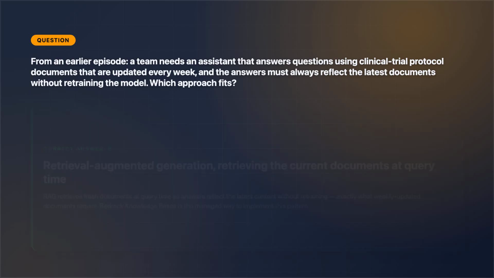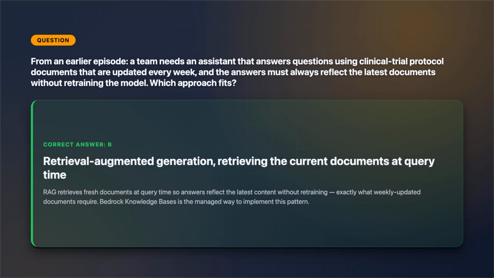If you said B, well done. Retrieval augmented generation pulls the current documents in at query time, so answers reflect the latest content with no retraining, which is exactly what weekly updates demand. On Bedrock, knowledge bases is the managed way to build this. Fine-tuning in option A bakes knowledge into the weights and can't keep up with weekly changes.